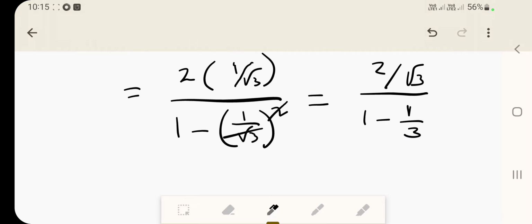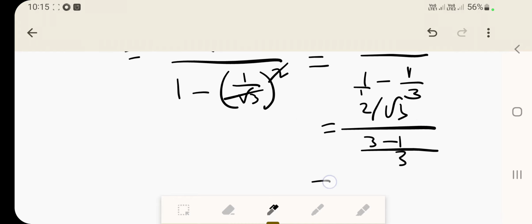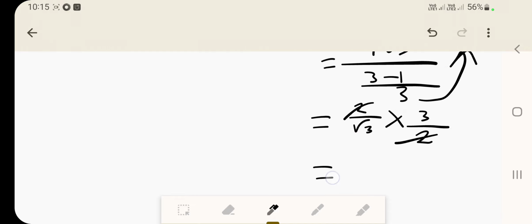So you have to take the LCM in the denominator. If you take the LCM in the denominator, it is 3. So 1 by 1 here, 3 minus 1, it is nothing but 2. The numerator 2 by root 3 we can write as it is, and this 3 goes into the numerator. 3 by 3 minus 1 is 2. This 2 will get cancelled. We get it as 3 by root 3.